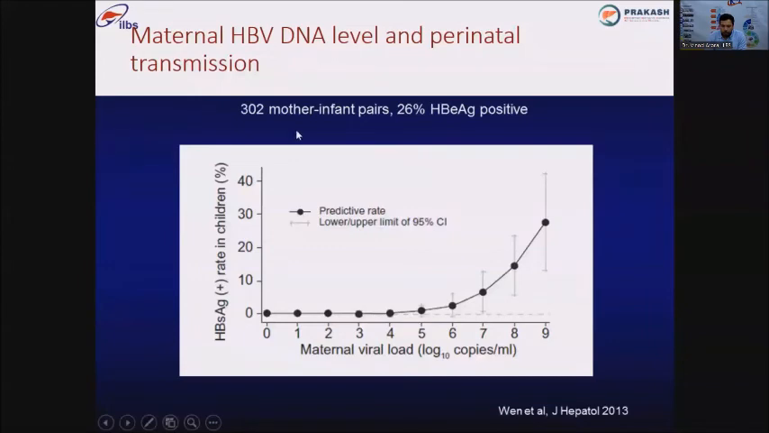This basically shows 302 mother-infant pairs, of which 26% were HBe positive, and it shows that as the maternal viral load increases, there is an increased risk of transmission of hepatitis B to the children.